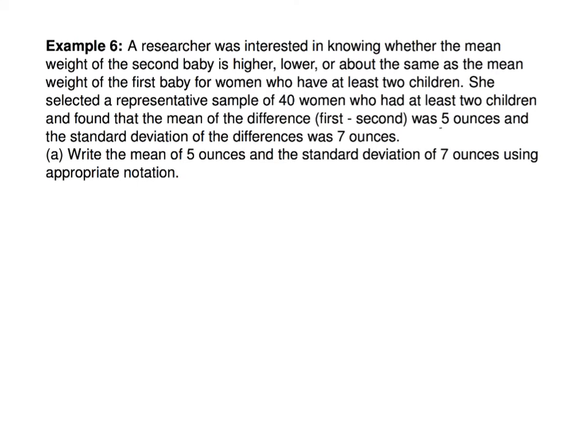The fact that this is positive means that the first baby was a bigger number, i.e. heavier. And the standard deviation was 7. Notice if this difference was negative, like 5 minus 7 is negative 2, that means the second baby was bigger than the first, not that there was a negative difference. Write the mean of 5 ounces and the standard deviation of 7 ounces using the appropriate notation. The thing is that this is a mean of differences, so the appropriate notation for that 5 is d bar, and the appropriate notation for 7 is S sub d.